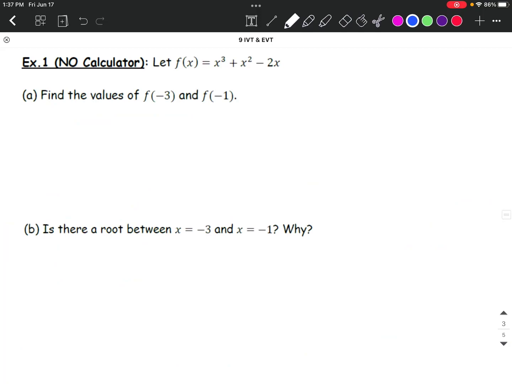So let's look at this example. Here's the function f of x is x cubed plus x squared minus 2x. First thing I want you to do is I want to find f of negative 3, and then we're going to find f of negative 1.